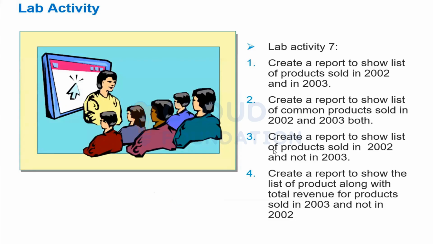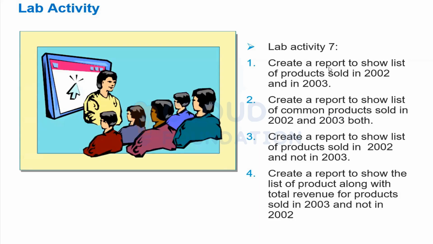This is the lab activity that we can do using these inner and outer queries. The first one says: create a report to show a list of products sold in 2002 and in 2003. Let me read this line again: create a report to show a list of products sold in 2002 and in 2003.